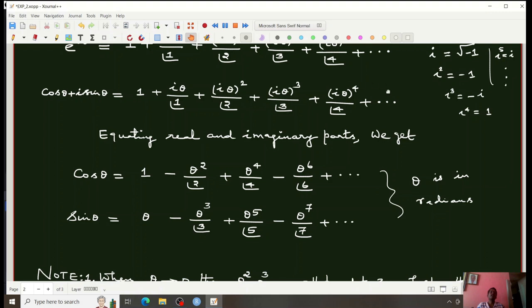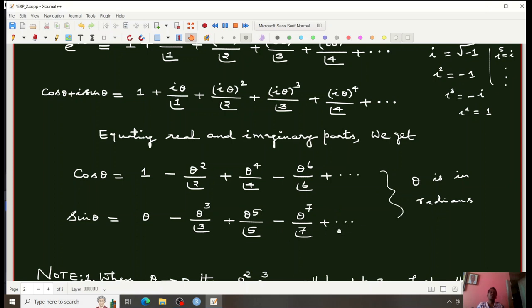And then the next term will be theta power 5. I power 5 is I. So the next term of sine theta is theta power 5 over 5 factorial. And the next term is I power 7. I power 7 is I power 4, which is 1, times I cube, which is minus I. So minus theta power 7 over 7 factorial.